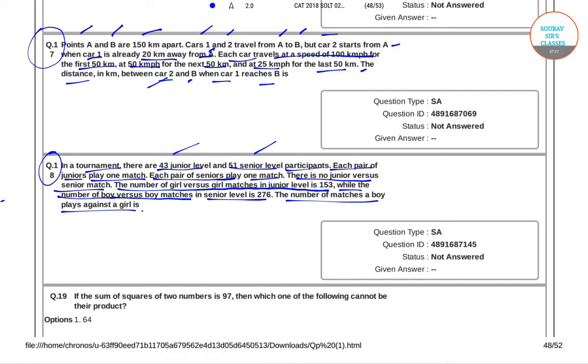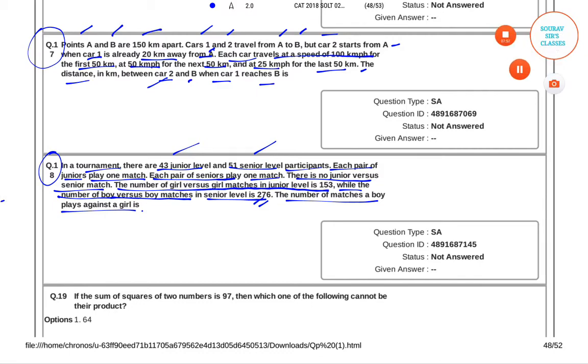there are girls also, and the girl versus girl matches in the junior level is 153, while the boy versus boy matches in the senior level, out of the 51 senior students there are some boys, so those boys versus boys matches in the senior level is equal to 276. In that case we need to find out the total number of matches that a boy plays against a girl. A boy versus girl match, we have to find out the number of those matches. Okay, so let us start off with the question.